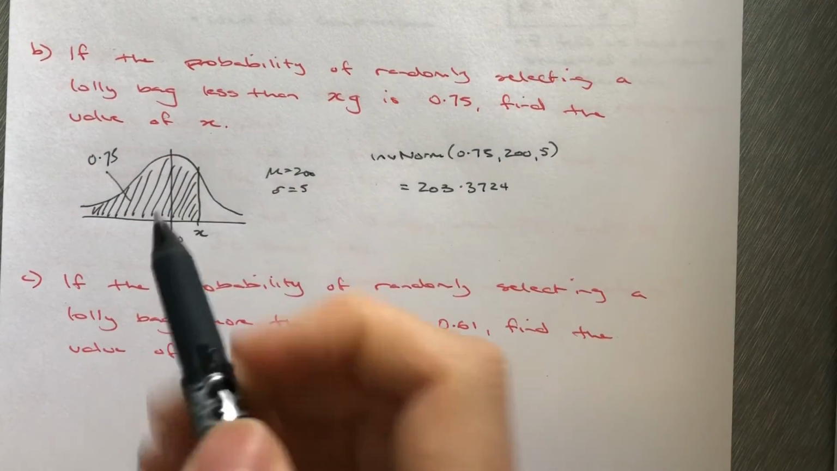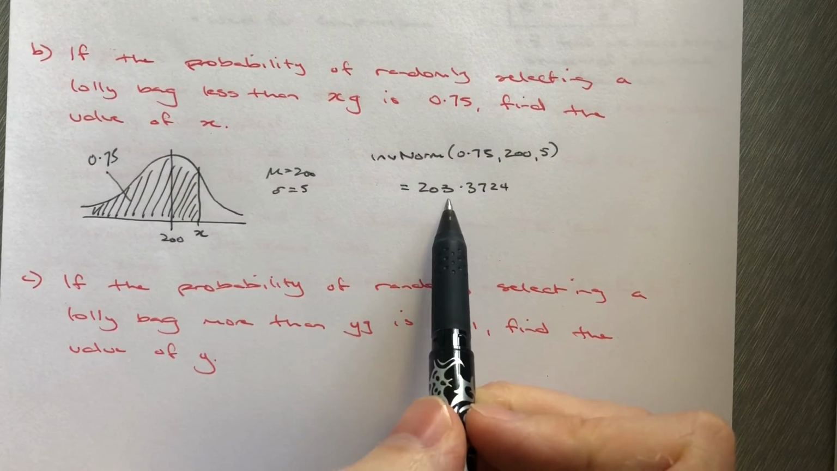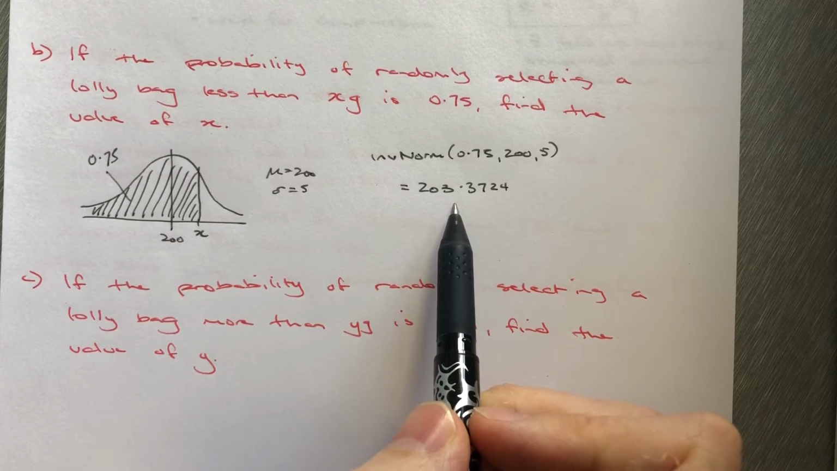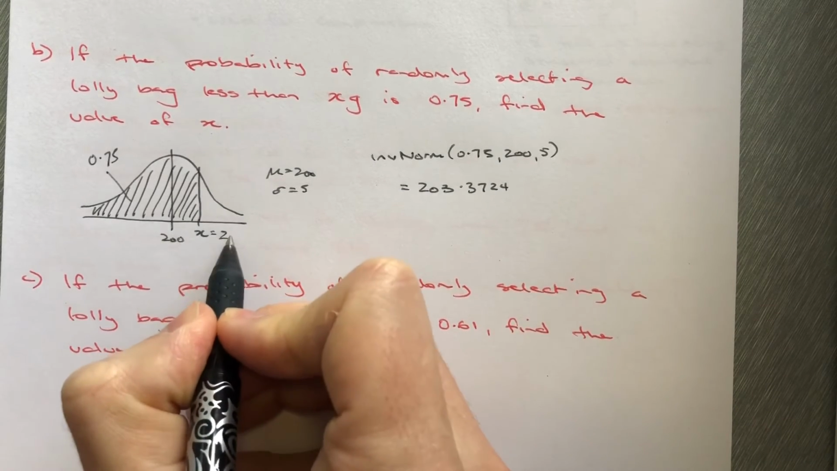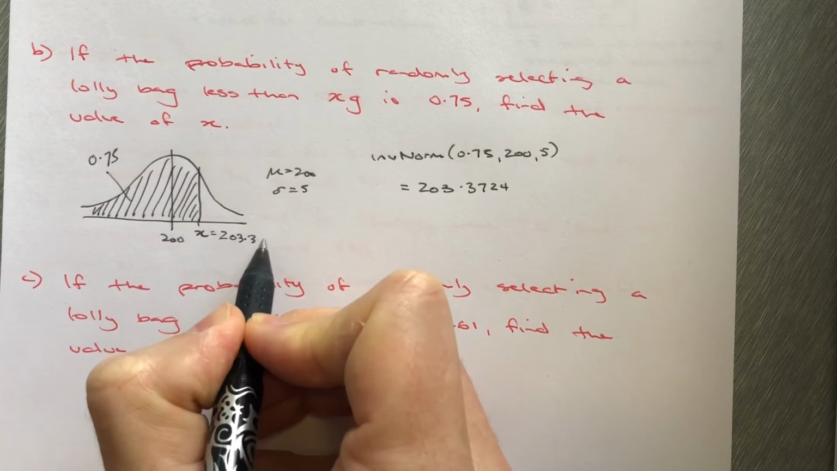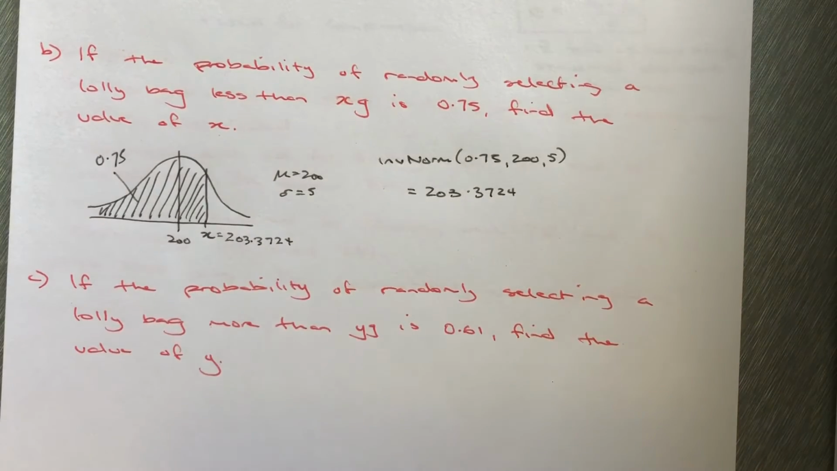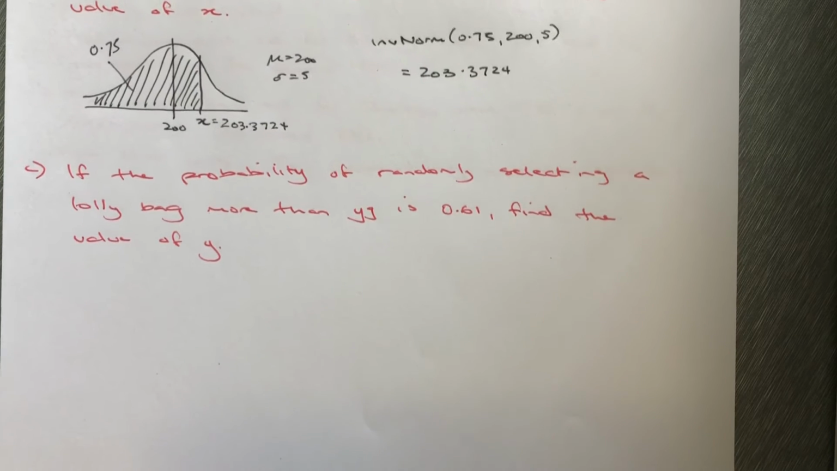So the answer's been written down here. That would mean that we've got 0.75 of the probability below this X value. So this X value here is 203.3724. Okay, let's move on to the next one.